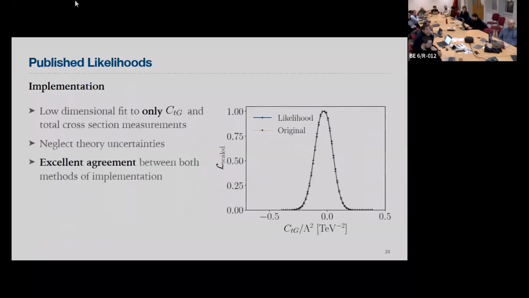Continuing, just very quickly, this was a low-dimensional fit to only a single operator, CTG, which is mostly affected by these total rate measurements, to make sure that if we use our likelihoods using pyhf and implement everything using this, we get the same results, which is exactly what we would like to see. So this is a quick way to show that reproducing what we already can do is much easier.